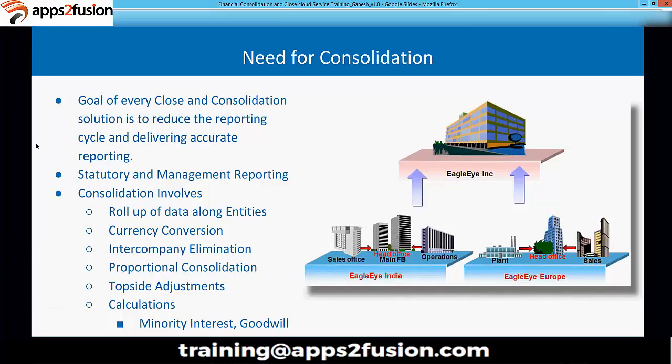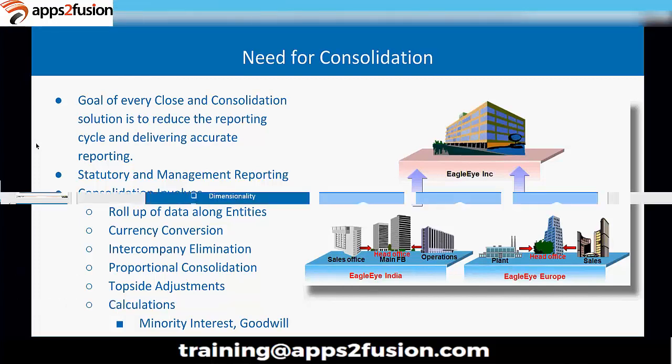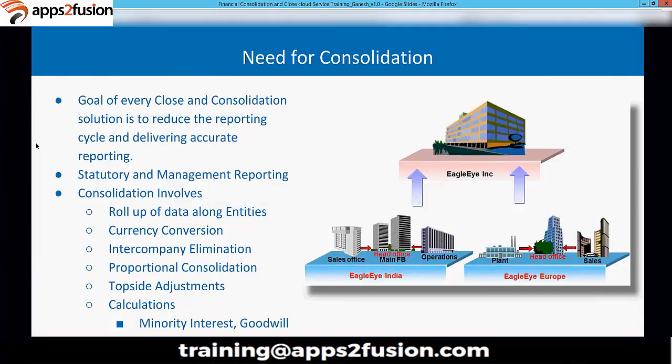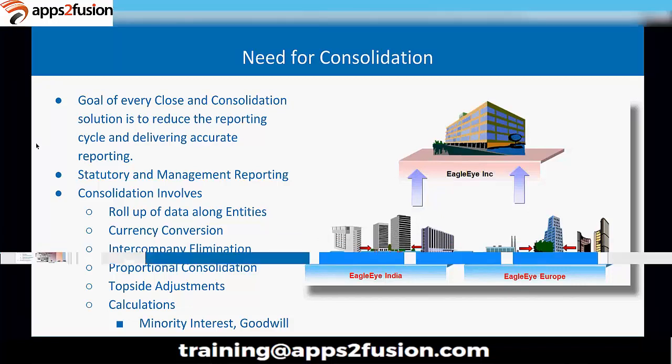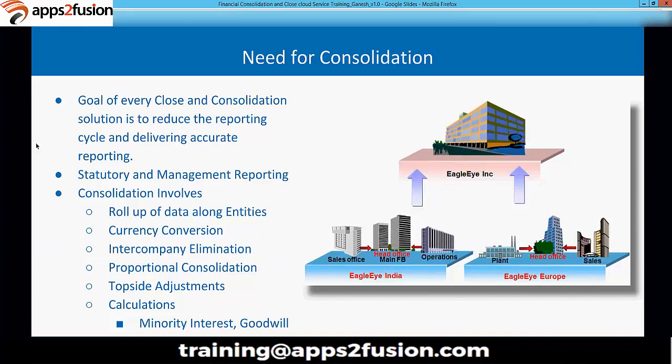Right? So I already covered statutory reporting. I already covered management reporting. Consolidation primarily involves roll-up of data along your entity dimension. I'll come back to the dimensionality of consolidation applications in a while, but all that you need to remember as of now is that the roll-up of data only happens along the entity dimension, not along any other dimension. Some of the other items in this slide have already been covered, so I'm going to skip them unless anybody has any questions. I'm going to pause here just to check if there are any questions.